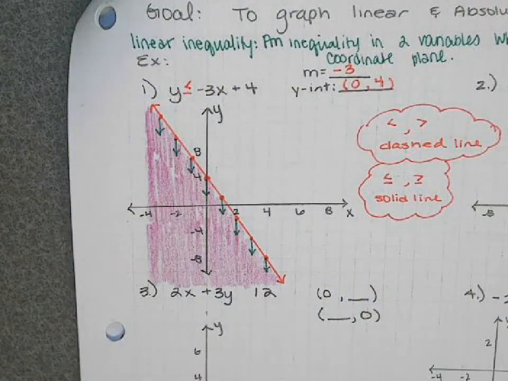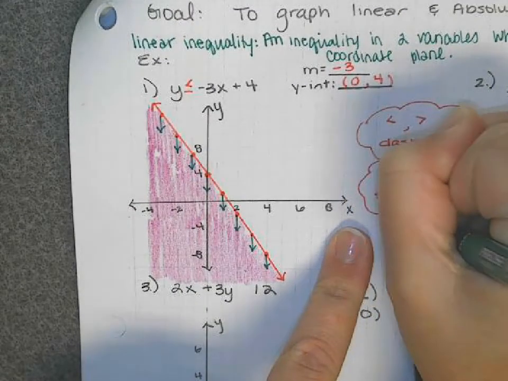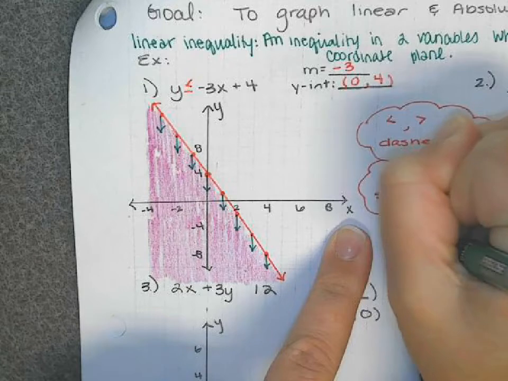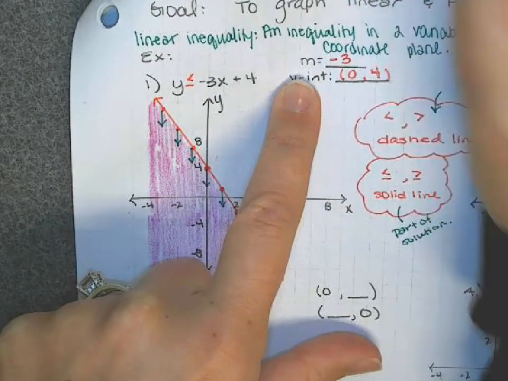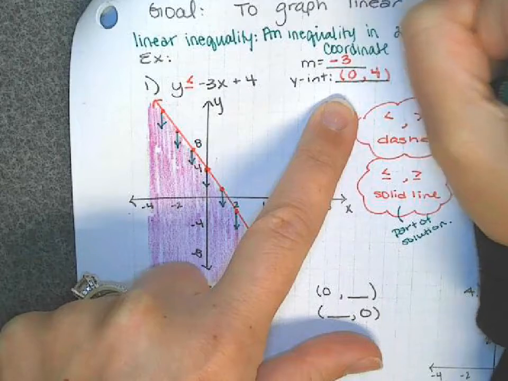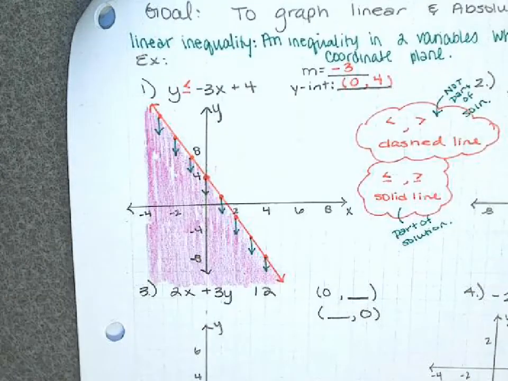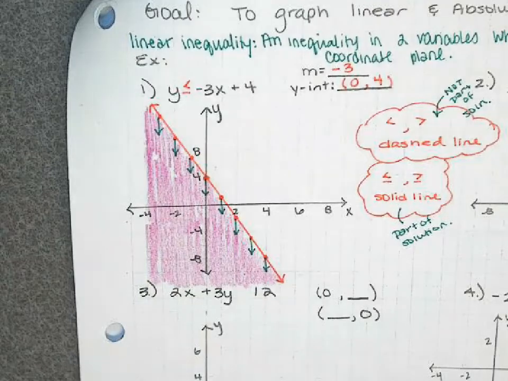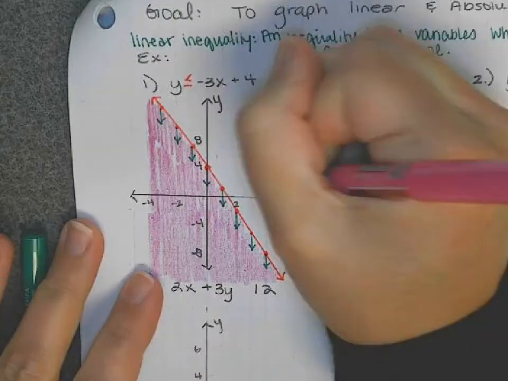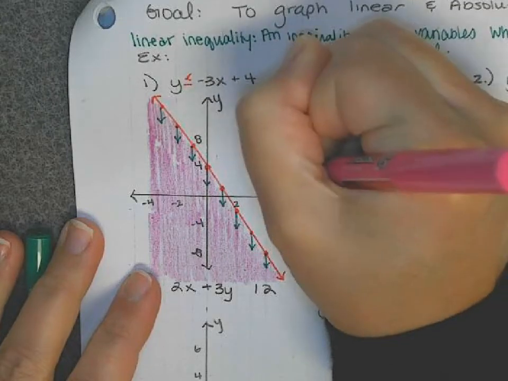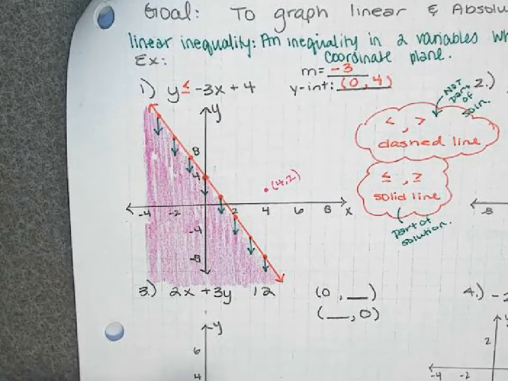Okay. If it is a solid line, it's part of the solution. If it is a dashed line, it's not part of the solution. Okay, so I'm going to give you an example. Is (4, 2), which is this point right here, part of your solution? No.